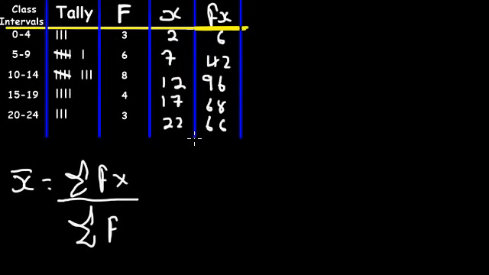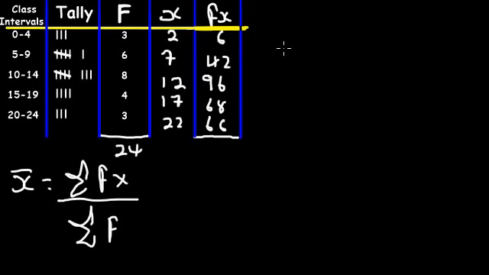The goal is to find the sum. You can write the sum below it. Then the sum, we don't need the sum of x, but the sum of f. So let's add all the frequencies together. 3 plus 6 is 9. 9 plus 8 is 17. 17 plus 4 is 21. 21 plus 3 is 24.